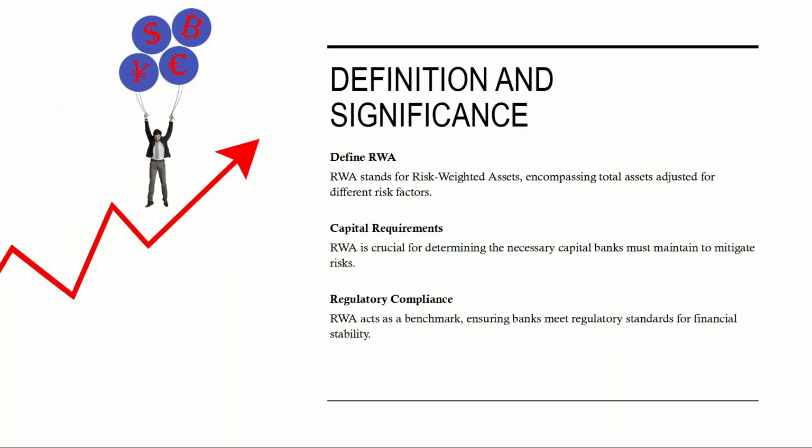Definition and significance. Define RWA. RWA stands for risk-weighted assets, encompassing total assets adjusted for different risk factors. Capital requirements. RWA is crucial for determining the necessary capital banks must maintain to mitigate risks. Regulatory compliance. RWA acts as a benchmark, ensuring banks meet regulatory standards for financial stability.